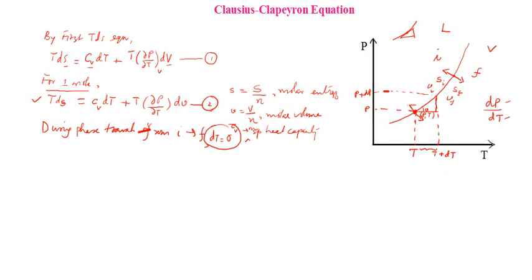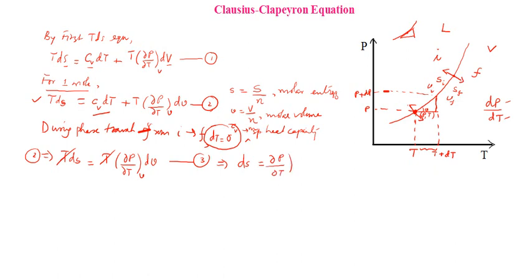So you can get rid of one term in equation number 2. Therefore, equation number 2 will be reduced to: T ds is equal to Cv dT, where the dT term will be 0 because dT is equal to 0, so you are left with only the second term, that is T into dou P over dou T at constant volume, times dV. That is the third equation. Now you can cancel the T on both sides, so you get ds is equal to dou P over dou T at constant volume, into dV.